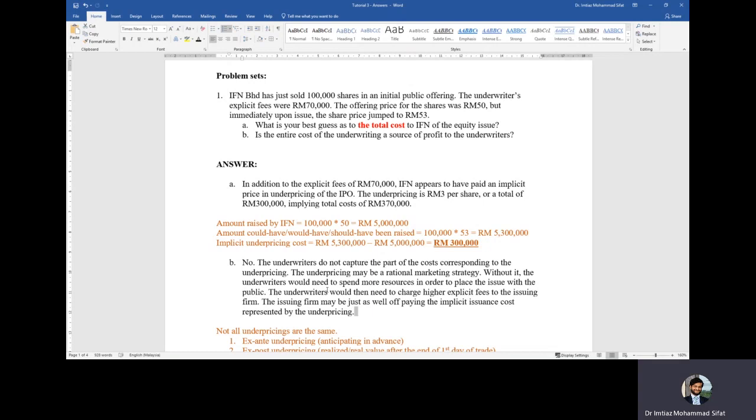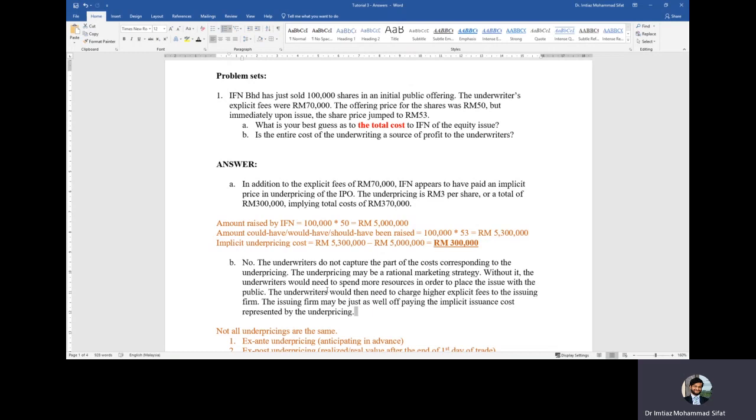So given these facts, what is your best guess as to the total cost of the IPO for IFN? And secondly, is the entire cost of the underwriting a source of profit to the underwriters? For the first part, what is exactly the total cost of the equity issue? The explicit cost here is, of course, the advisory services that the company has to pay to the investment banks, the underwriters, which has been set at 70K. So that is fixed. That is the explicit cost.